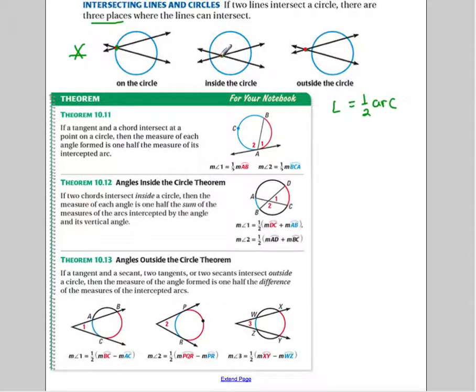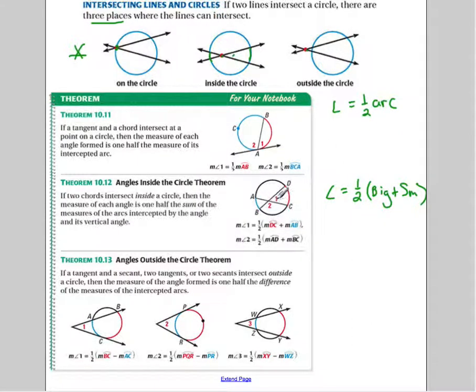Another idea here is inside the circle. Notice this is not at the center of the circle, but it is inside the circle. The way I think about it is the angle here inside the circle is going to be equal to 1/2 the big arc plus the small arc. So say we're looking for this angle right here. We have sort of a big arc right here and a small arc right here. We'll just add those two up and divide by 2.